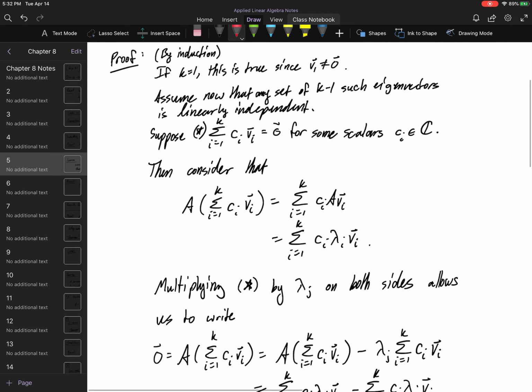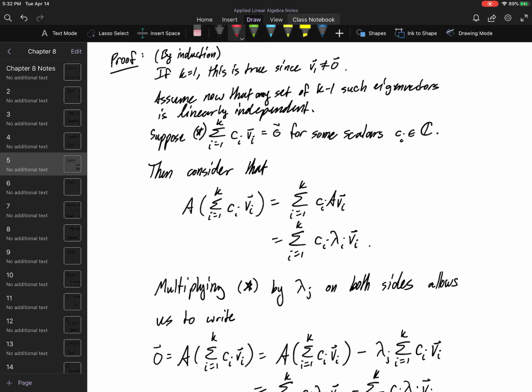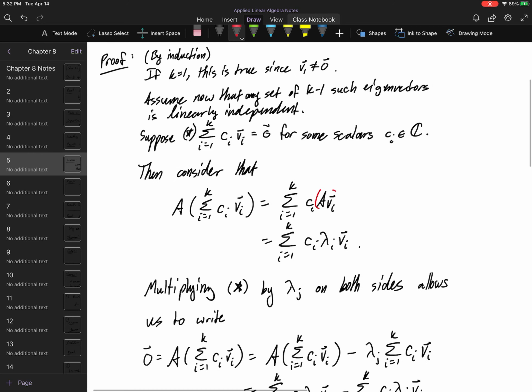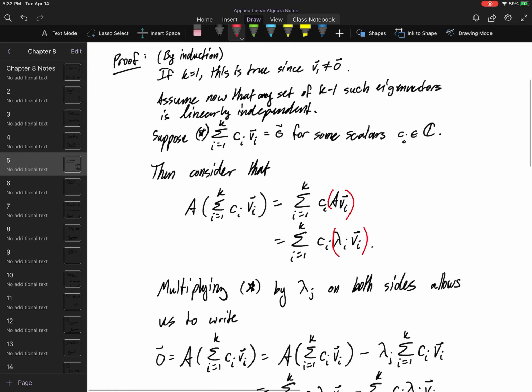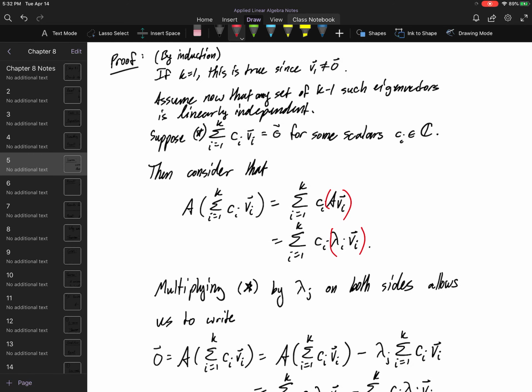Okay, so consider what happens when we hit this star equation with the matrix A. Through linearity, A distributes to each member of the sum, and the scalars factor out of that multiplication as well. But by the definition of an eigenvector, A times v_i is the same thing as lambda_i times v_i. So we can trade out the matrix multiplication for a scalar multiplication.